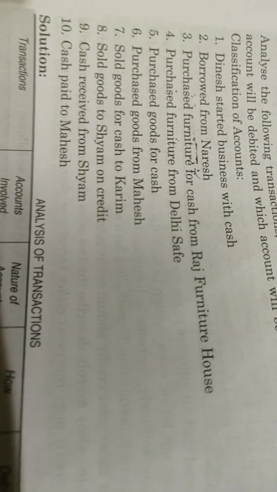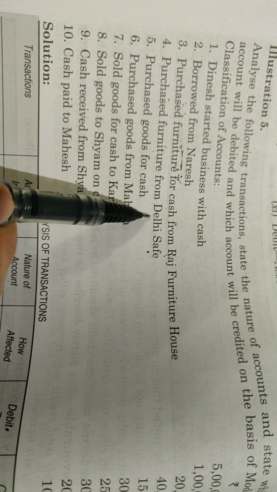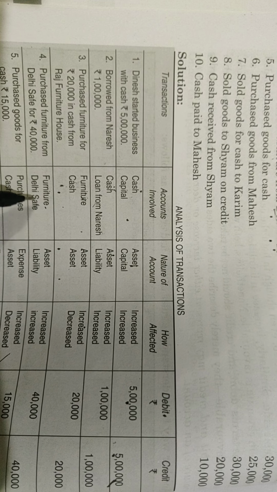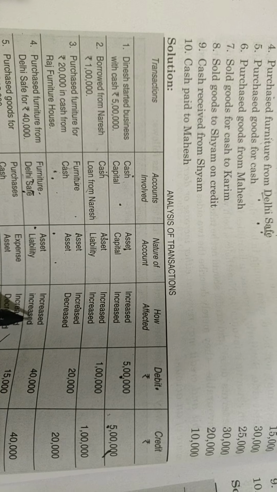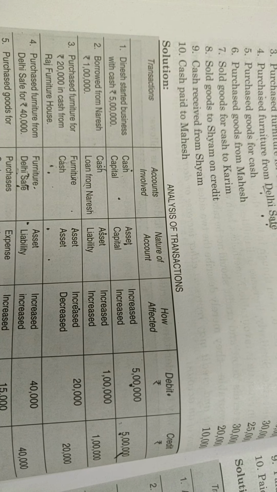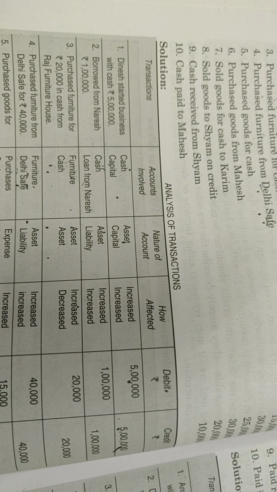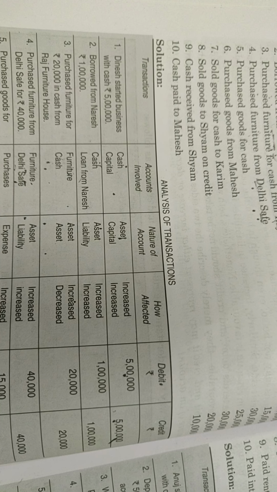Clear? Now purchased furniture from Delhi safe. So here they have purchased furniture on credit. उधार पे खरीदा है. अब यहाँ पे Delhi safe का नाम आएगा. So here two accounts would be furniture and Delhi safe. Furniture is coming in, asset is increased, so it would be debited. And Delhi safe को आपने पैसे नहीं दिए तो बेटा देने तो पड़ने ही हैं ना. So that is why it's your liability. You will have to credit the liability since it is increasing here.